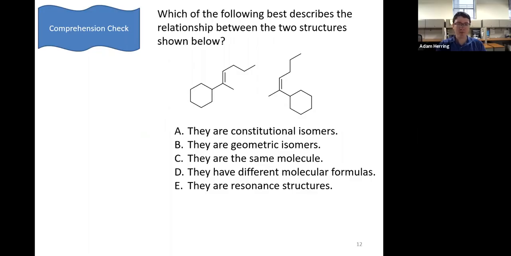Welcome back. So, to determine the relationship between them, you want to understand, what do each of these terms mean? Constitutional isomers and geometric isomers have similarities in that they are both types of isomers. And therefore, we're looking for molecules that have the same molecular formula. If they're the same molecule, clearly they will also have the same molecular formula. Resonance structures should also have the same molecular formula.